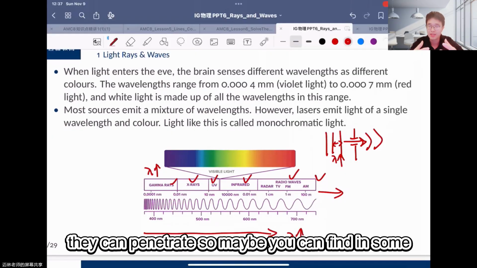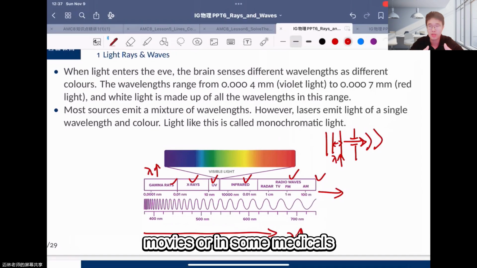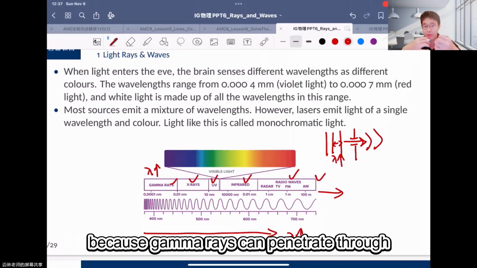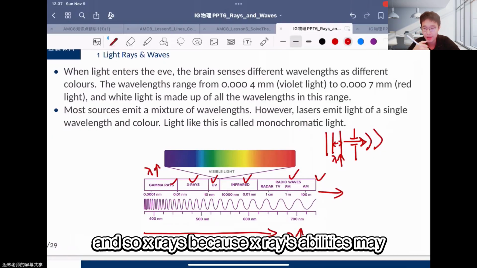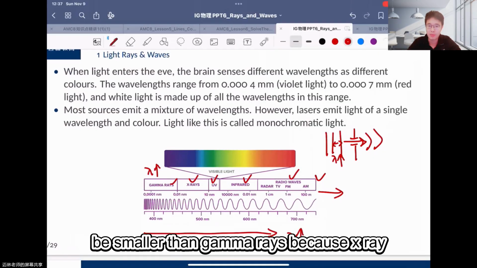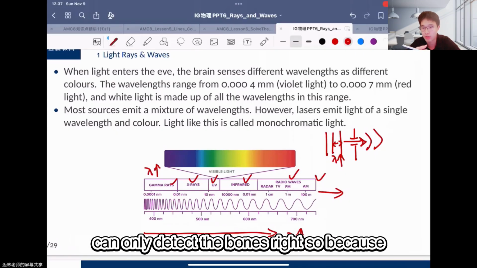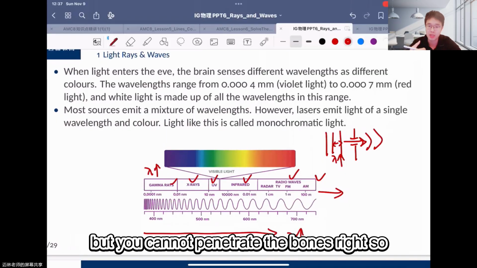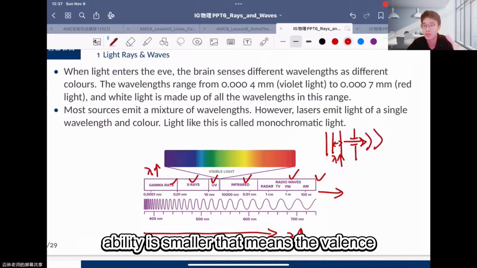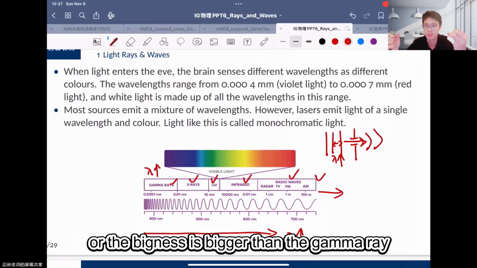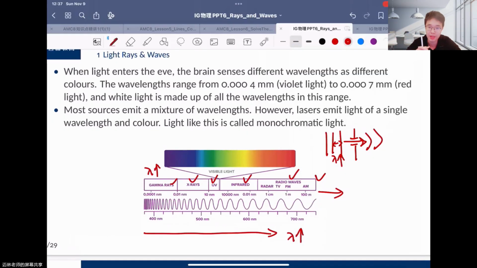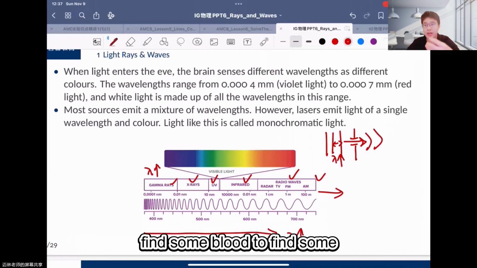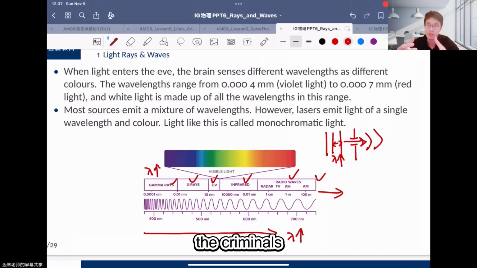So maybe you can find in some movies or in hospitals that gamma rays are used to make a full body scan, right? That's because gamma rays can penetrate through all of your body. And for X-rays, the ability may be smaller than gamma rays, because X-rays can only detect the bones, right? So X-rays can penetrate your body, but cannot penetrate the bones. So the ability is smaller, which means the wavelength, the bigness, is bigger than gamma rays. And for ultraviolet, in some movies you'll find the police using ultraviolet to find blood, to find clues about criminals.